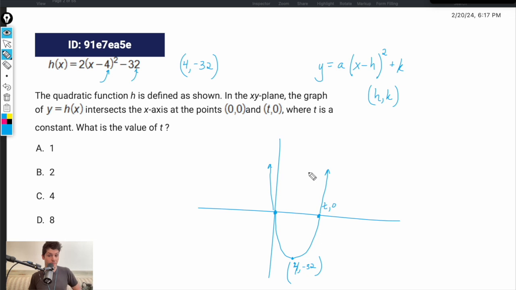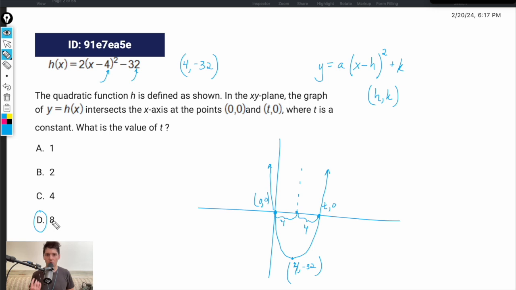Parabolas are symmetrical. So if you tell me that we have the point (0, 0), and then you tell me that the vertex happens at x equals 4, this distance of 4 should be the same distance to t, that distance of 4. So what does that make t? Of course, that makes it 8.